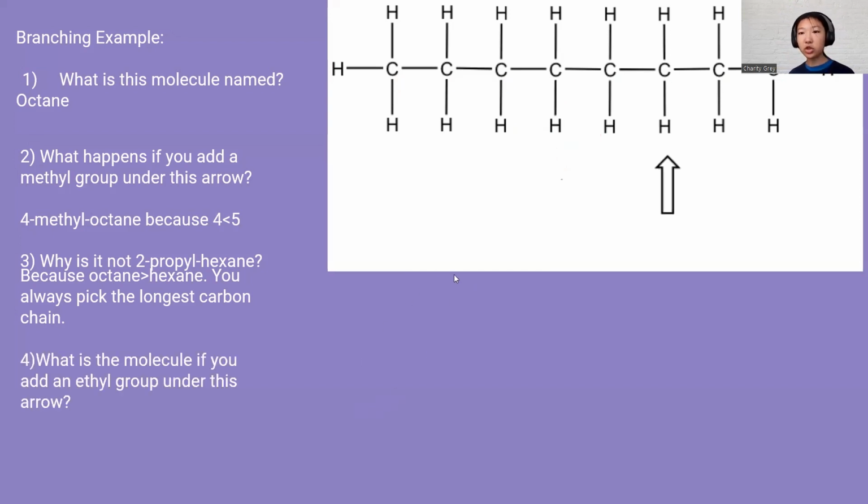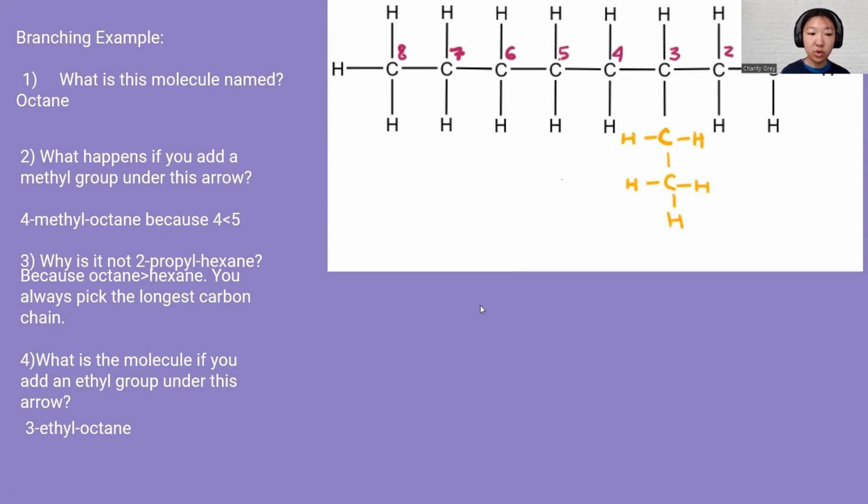So another question. We have octane again. What is the molecule if you add an ethyl? So what is ethyl? Ethyl group. First, the easiest thing to look at is the ETH. That is 2 carbons. We already know that, right? But then we see the YL. And what is the YL? That is an alkyl group. An alkyl group is a branch. So we're going to add an ethyl branch on this side. Please pause the video right now. Draw that molecule and name it.